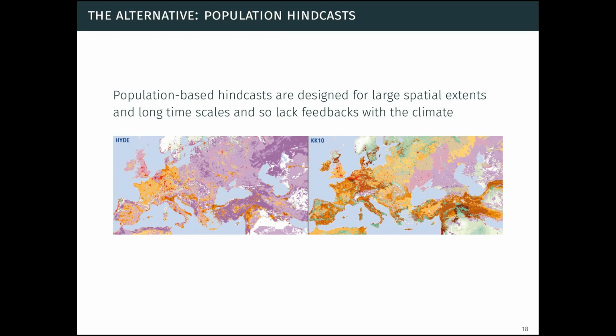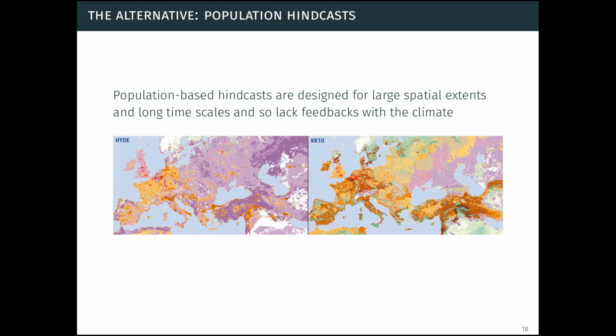We have no dynamics, so the land use can't really change very well in time in response to the climate system. And also, as you can see from these two different reconstructions of the same exact time period, they can wildly differ based on some basic assumptions you make about per capita land use.